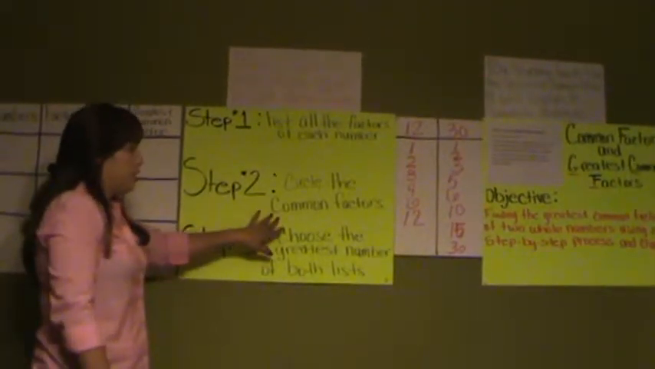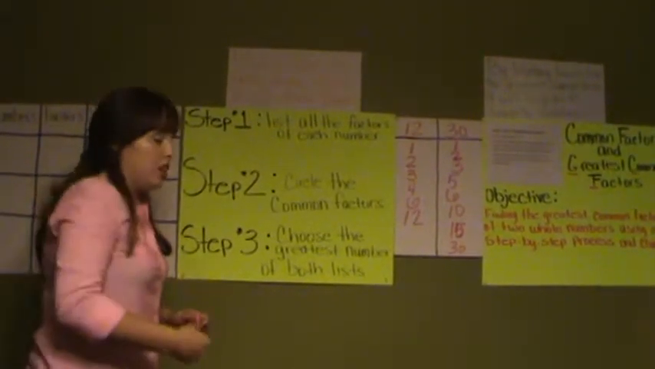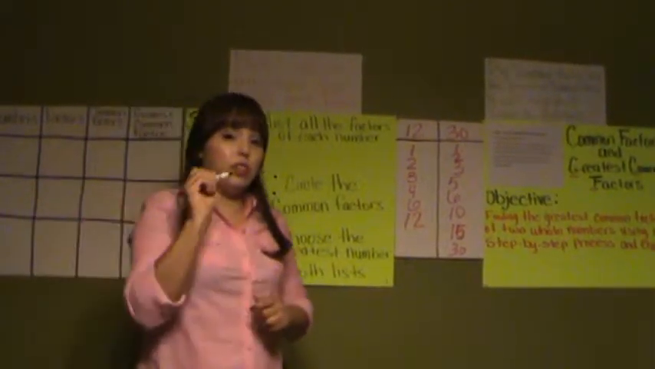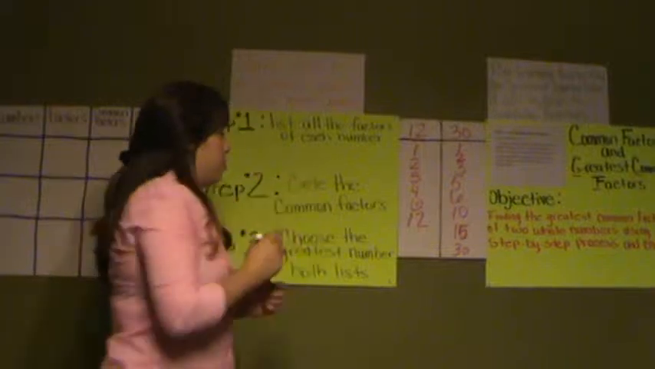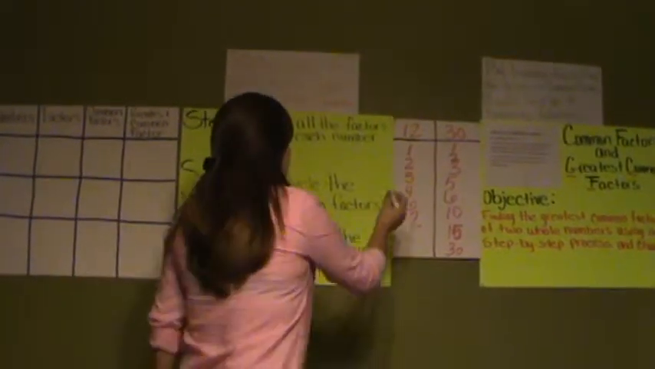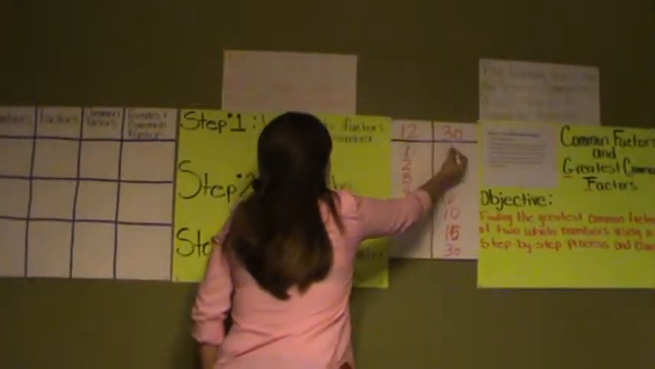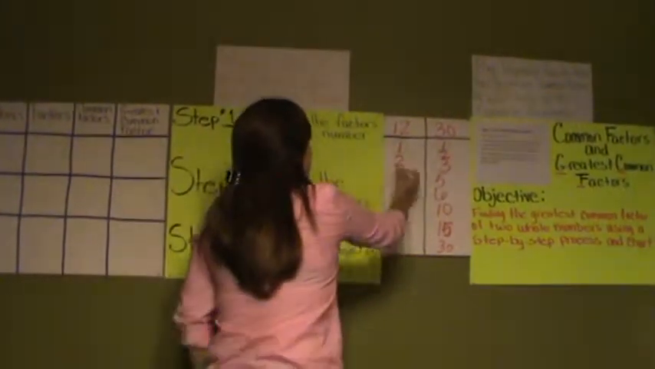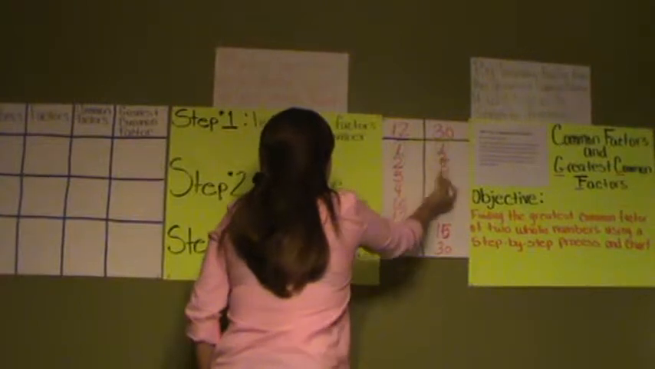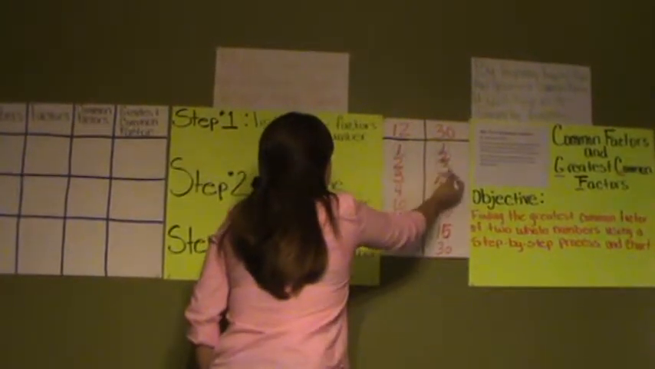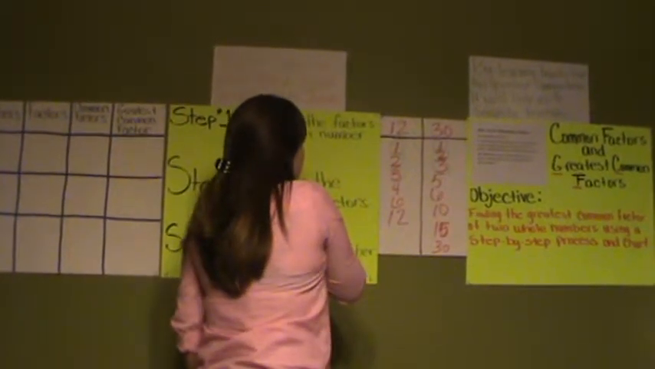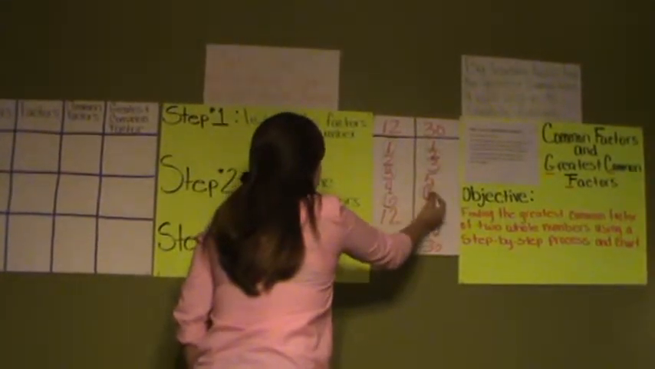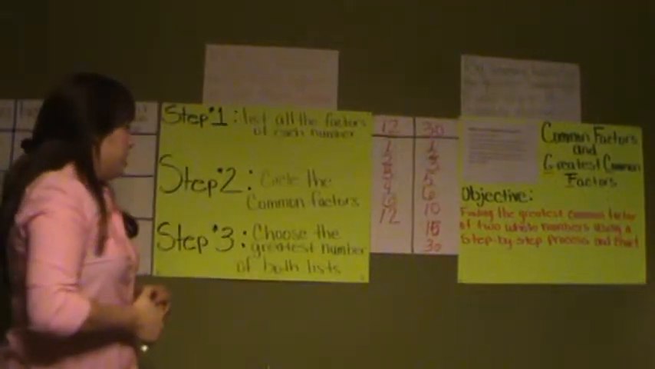And step 2 says circle the common factors. So let's go ahead and circle the common factors. You're going to use a different color pencil to circle the common factors that are listed here. So we have 1 and 1. Those two are common because there's 1 on each side. And we have 2 and 2, 3 and 3. And should we keep going? Are there any other common factors here? I see a 6 and a 6. Okay, it looks like we have that covered.